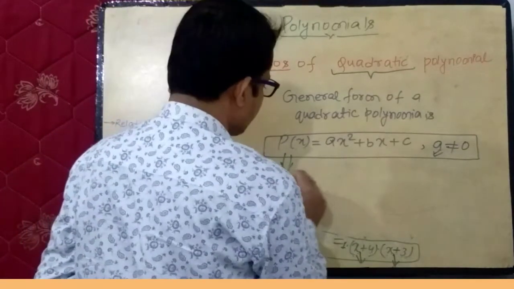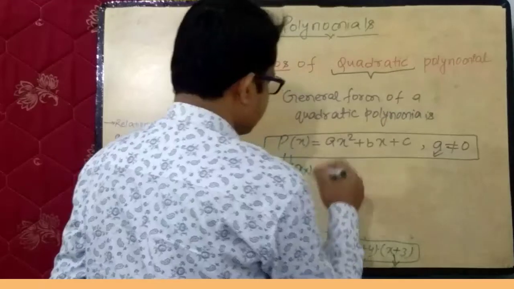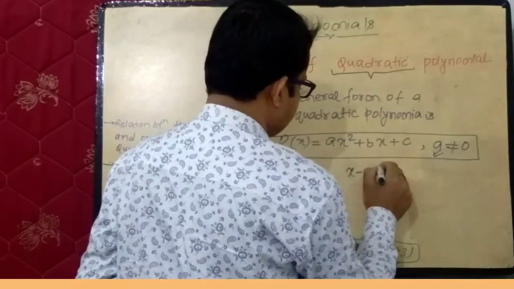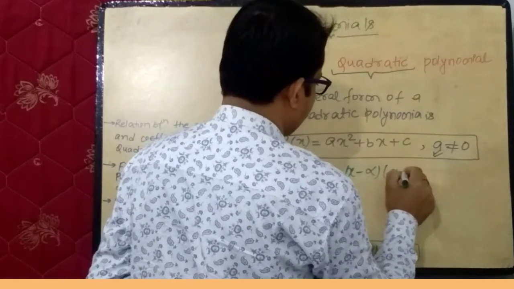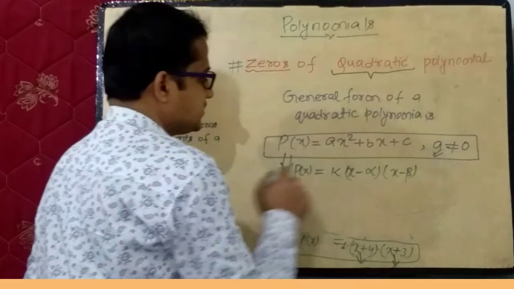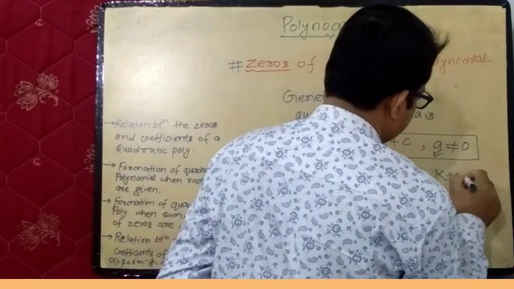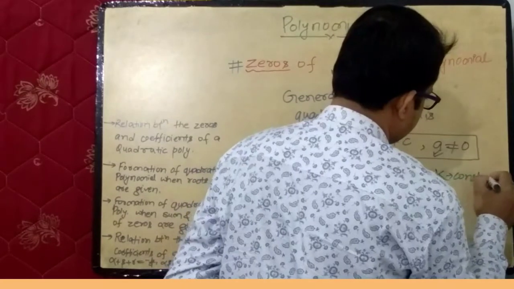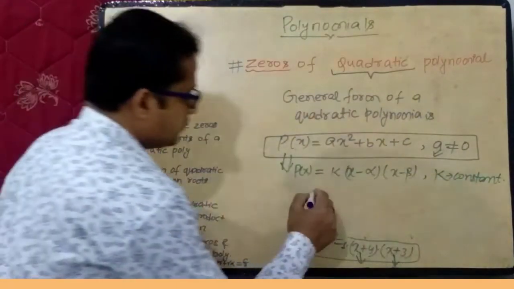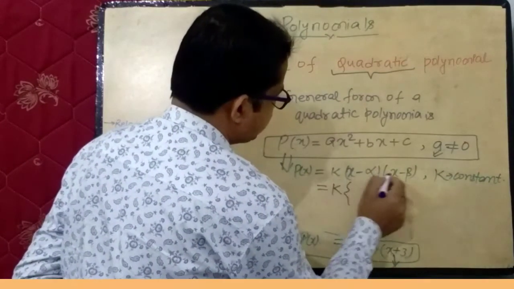Then in general way we can say that we can write this polynomial p of x as a product of factors. Suppose we are writing this polynomial p of x in its factor form like k into x minus alpha into x minus beta, and k is a constant. Now open this. This is k, x into x, x square, x into beta.